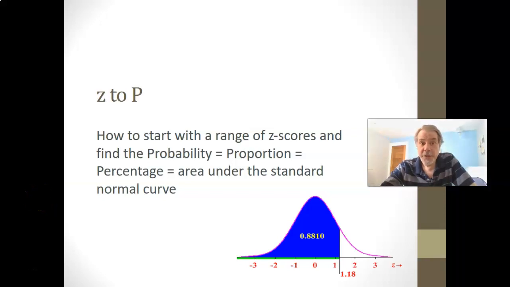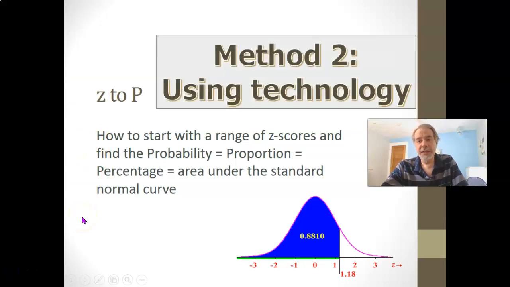In this video, I'm going to be showing you how to go from Z to P, that is, how to start with a range of Z-scores and find the probability, or the proportion, or the percentage, or the area under the standard normal curve for that range of Z-scores. And in this video, we're going to be doing it using technology, as compared to the other video where I showed you how to do it using that table.